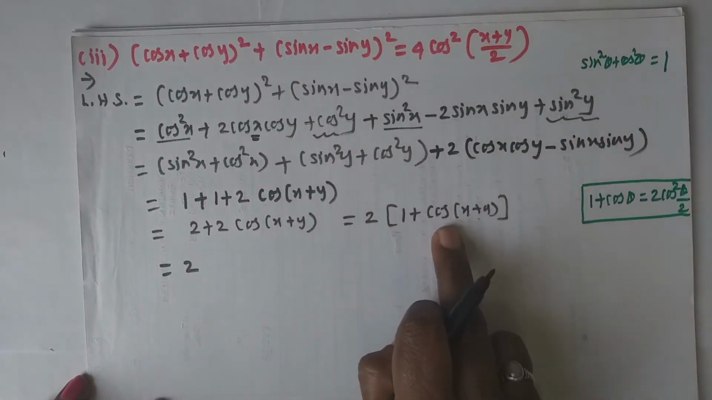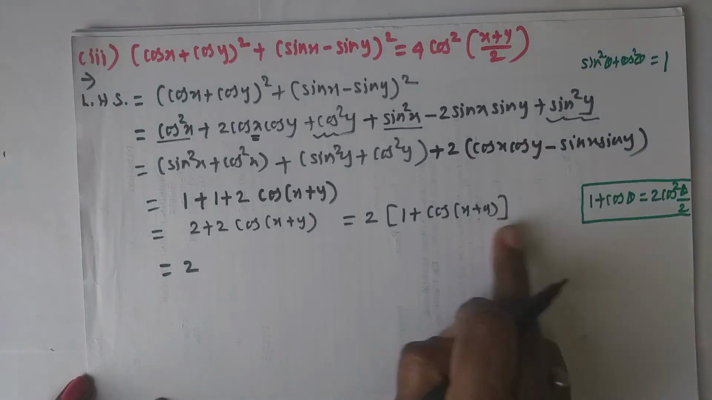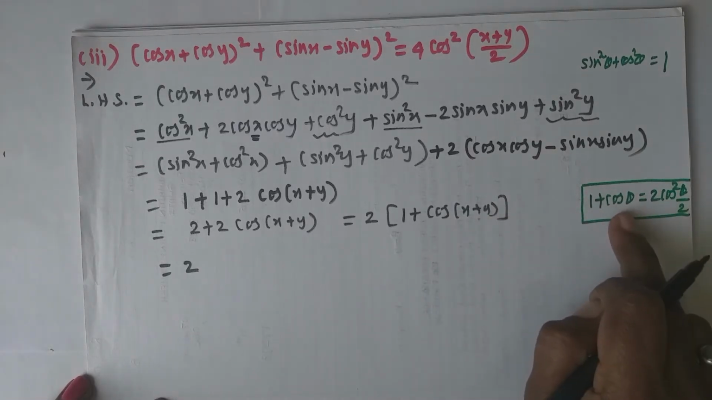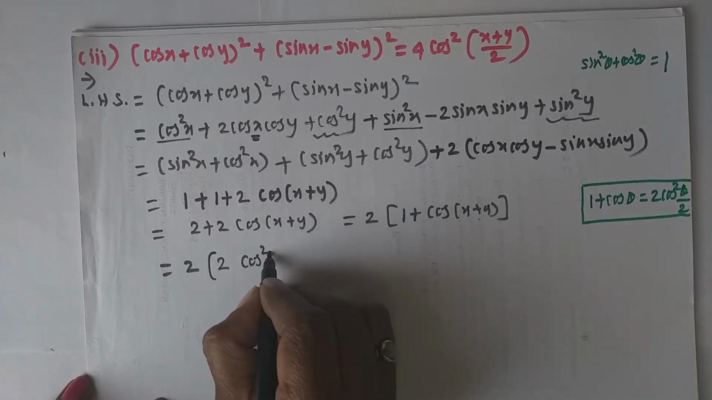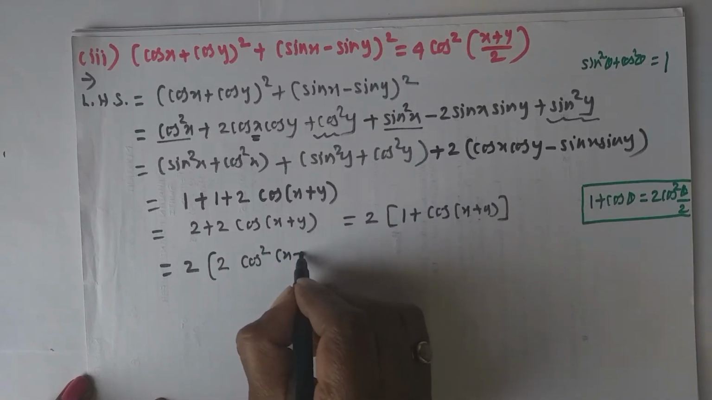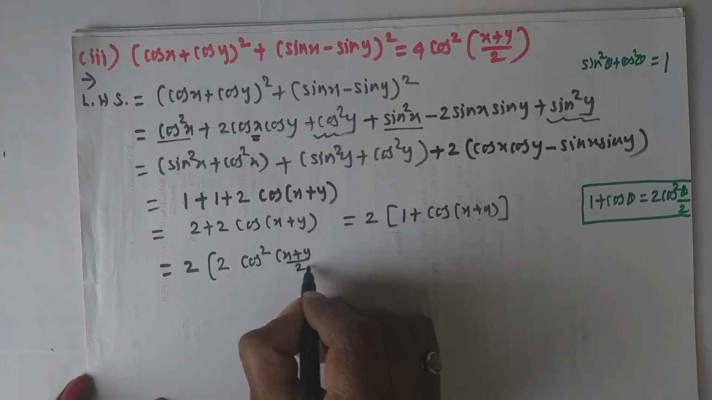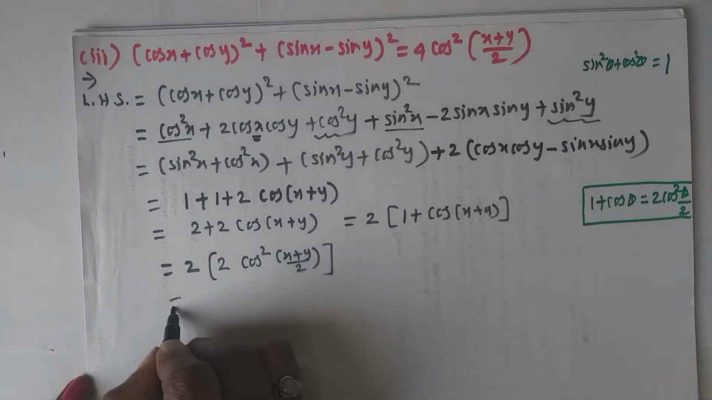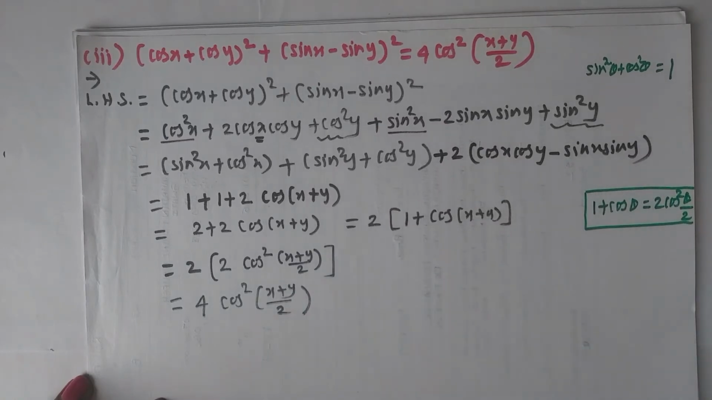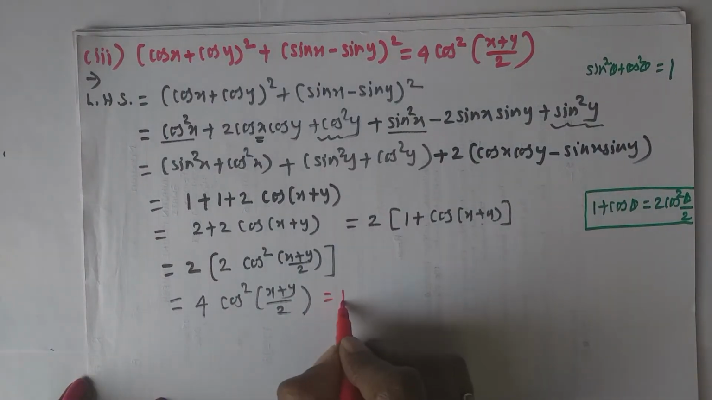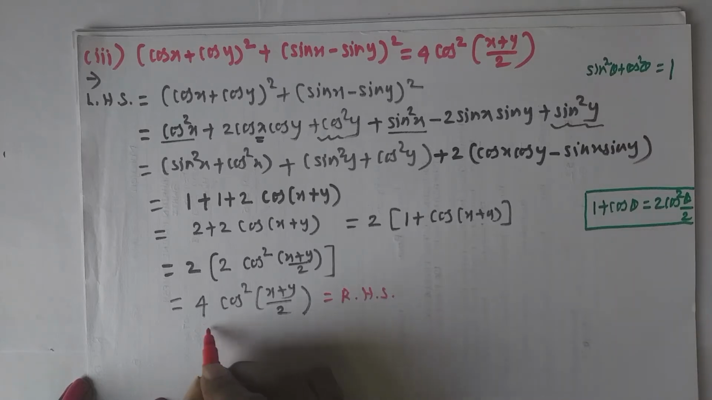1 plus cos theta. What is theta here? X plus y. Therefore, in this formula, I am writing 2 cos square. Theta is x plus y, therefore x plus y by 2. Okay. 2 into 2 will be 4 cos square x plus y by 2. And this is nothing but your right hand side.